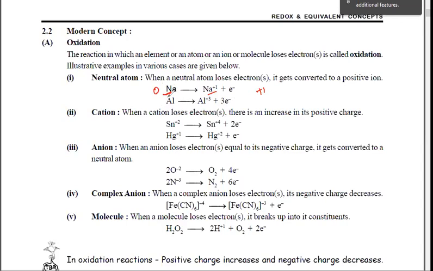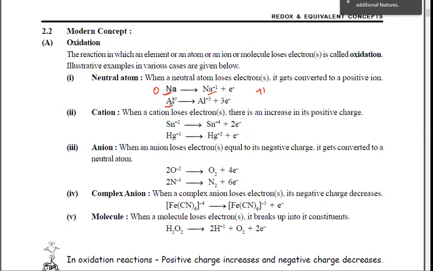What is happening to the oxidation state? It is increasing or it is decreasing? Increasing. Yes, very good. So the oxidation state is increasing. Clear enough, right? It is intuitive, everyone.